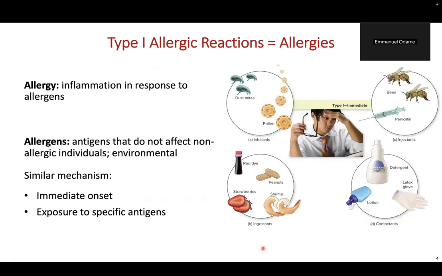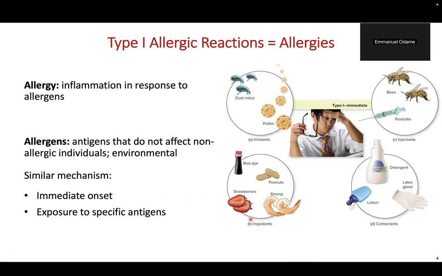So now that we've understood the types, let's focus mainly on allergy. So allergy is basically, as we've discussed already, an inflammation response to allergens that you've been exposed to. So allergens are basically the antigens that do not affect non-allergic individuals. So allergens come in four different categories. So they can come in as inhalants, which can include pollen, which we know is being secreted in the air, you end up breathing in and you get allergic reaction.